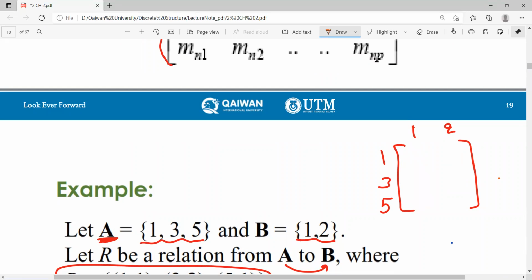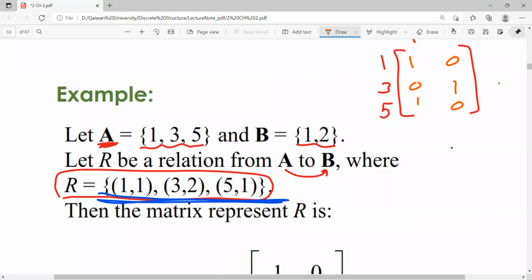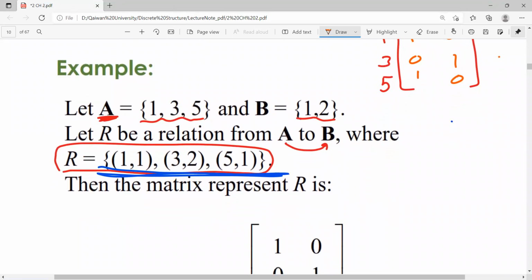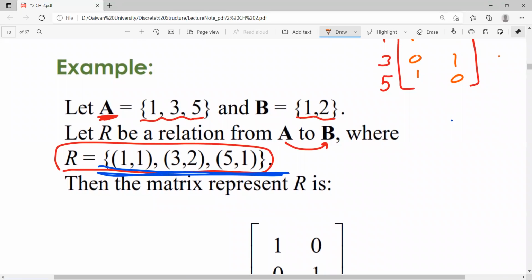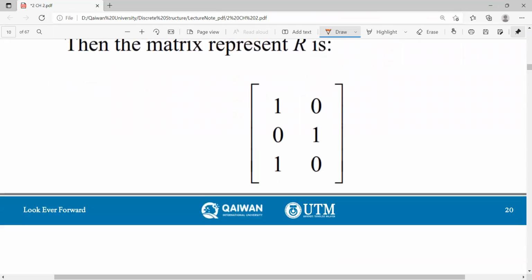Let me write down again. This is 1 0 0 1 1 0. This is the matrix representation of this relation. Here the relation must be given, and we just convert it to matrix form. So if we are given a matrix form, how do we return it to the relation form? We will take an example about that.